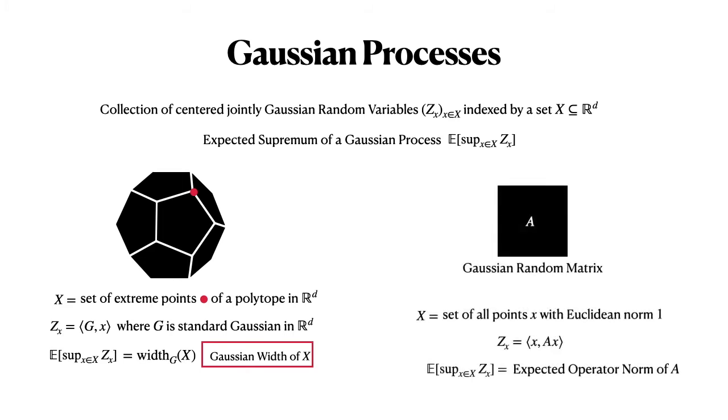Another example comes from random matrix theory. Suppose A is a Gaussian random matrix, so that each entry of the matrix is an independent Gaussian, and X is the set of all points with Euclidean norm 1. And suppose the process is given by this quadratic form x^T A x. In this case, the expected supremum of this process is the expected operator norm of A, and this has been very well studied in random matrix theory.